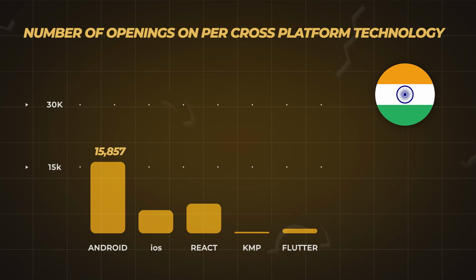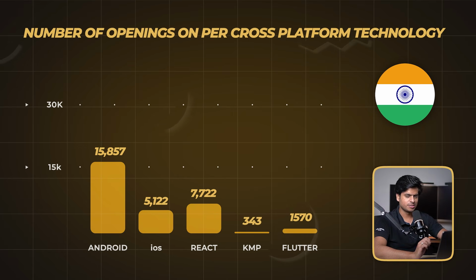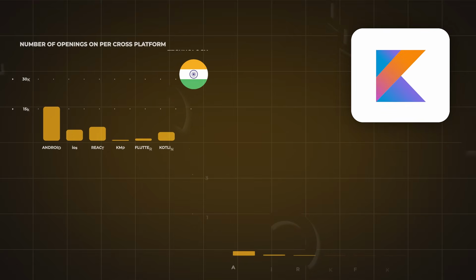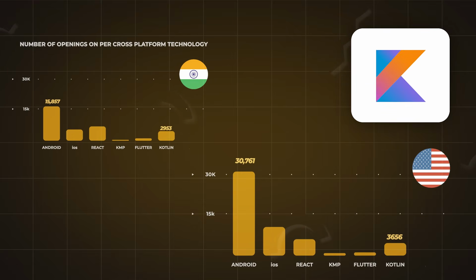Then we have React Native with 7.7K. Then we have iOS, which is 5.1K. Then Flutter is around 1.5K, and KMP is a 3-digit 343. Oh wow, so it's very clear that KMP stands nowhere. So I actually searched Kotlin specific job openings as well, which are at least more than the Flutter openings, both in the US and India.